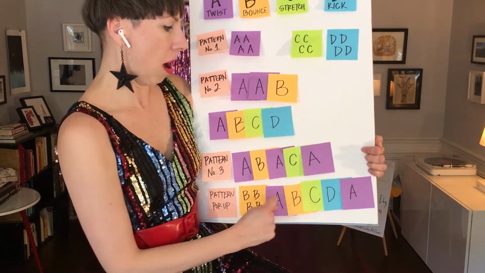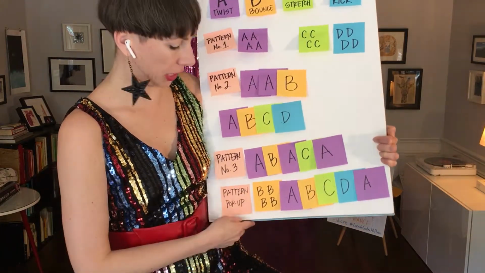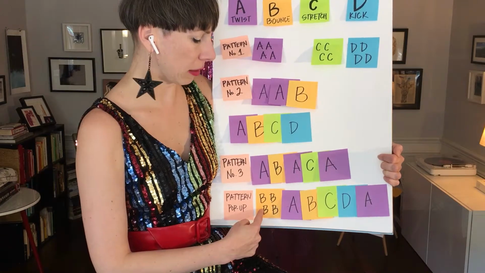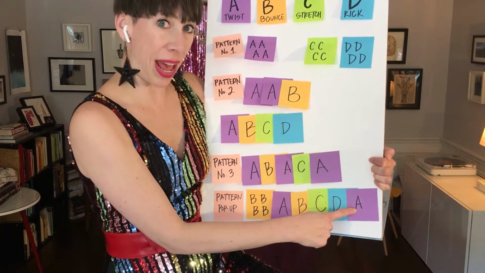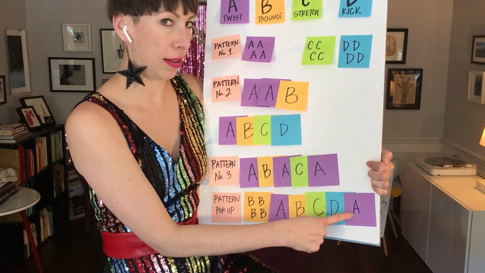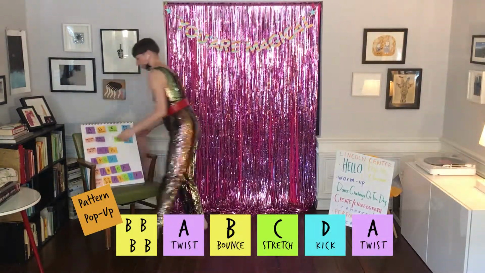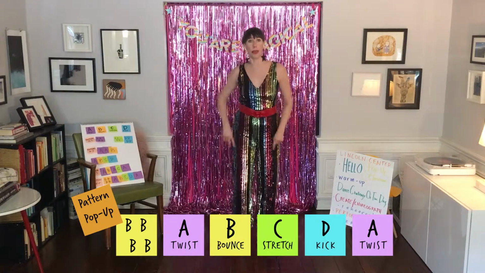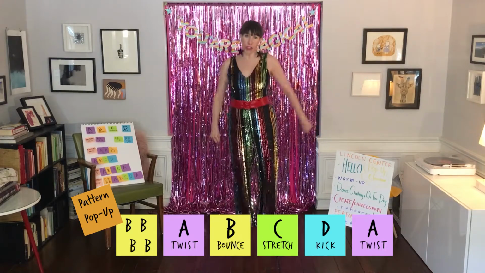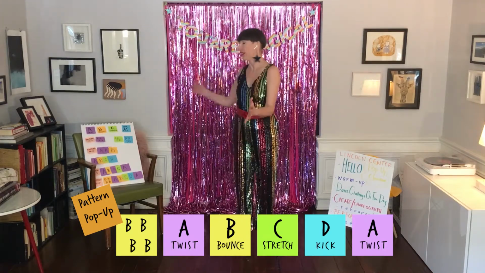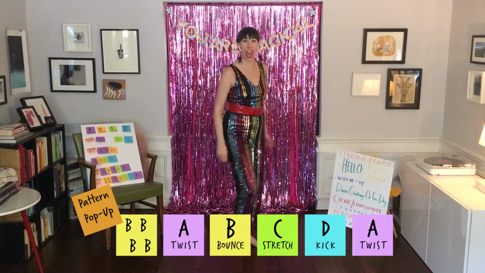Ooh, look at that. Oh, I see another pattern. So we're going to start with 4 bounces. This is our pattern pop-up. 4 bounces, into a twist, into a bounce, into a stretch, into a kick, back into a twist. All right, let's try it together. All right, so pattern pop-up goes like this. We bounce on 1, bounce 2, bounce 3, bounce 4, and then we're going to go into our twist and a bounce and a stretch and a kick, end with the twist.